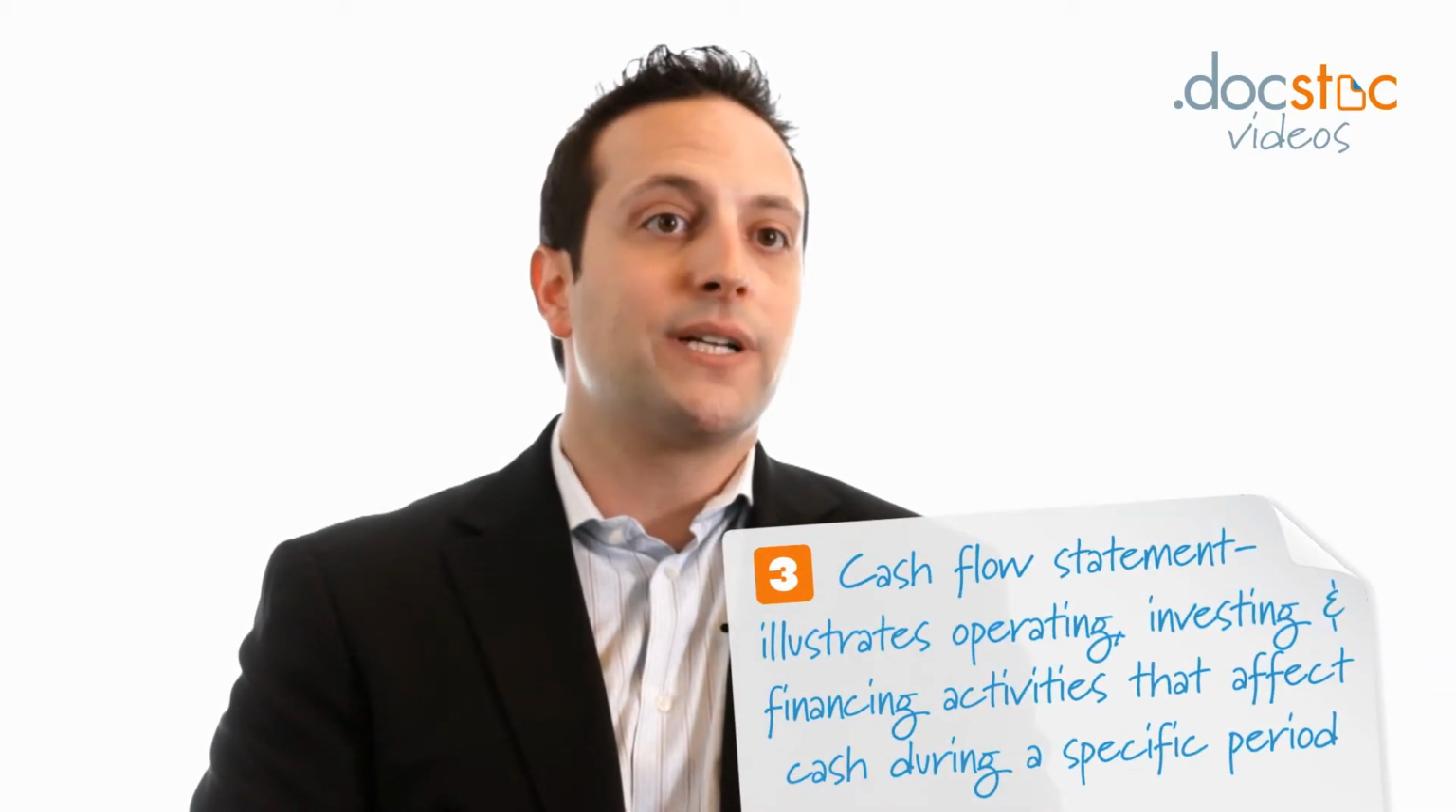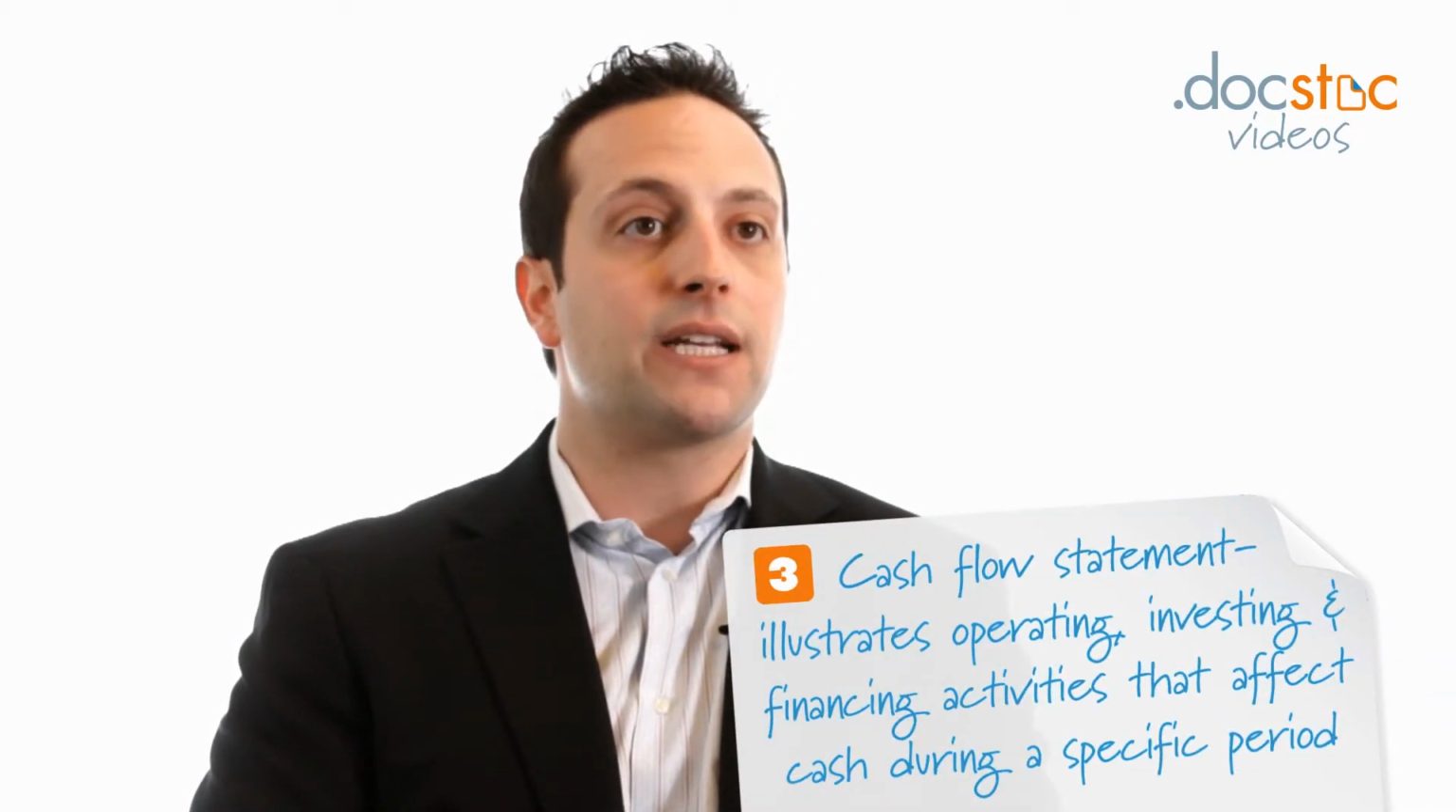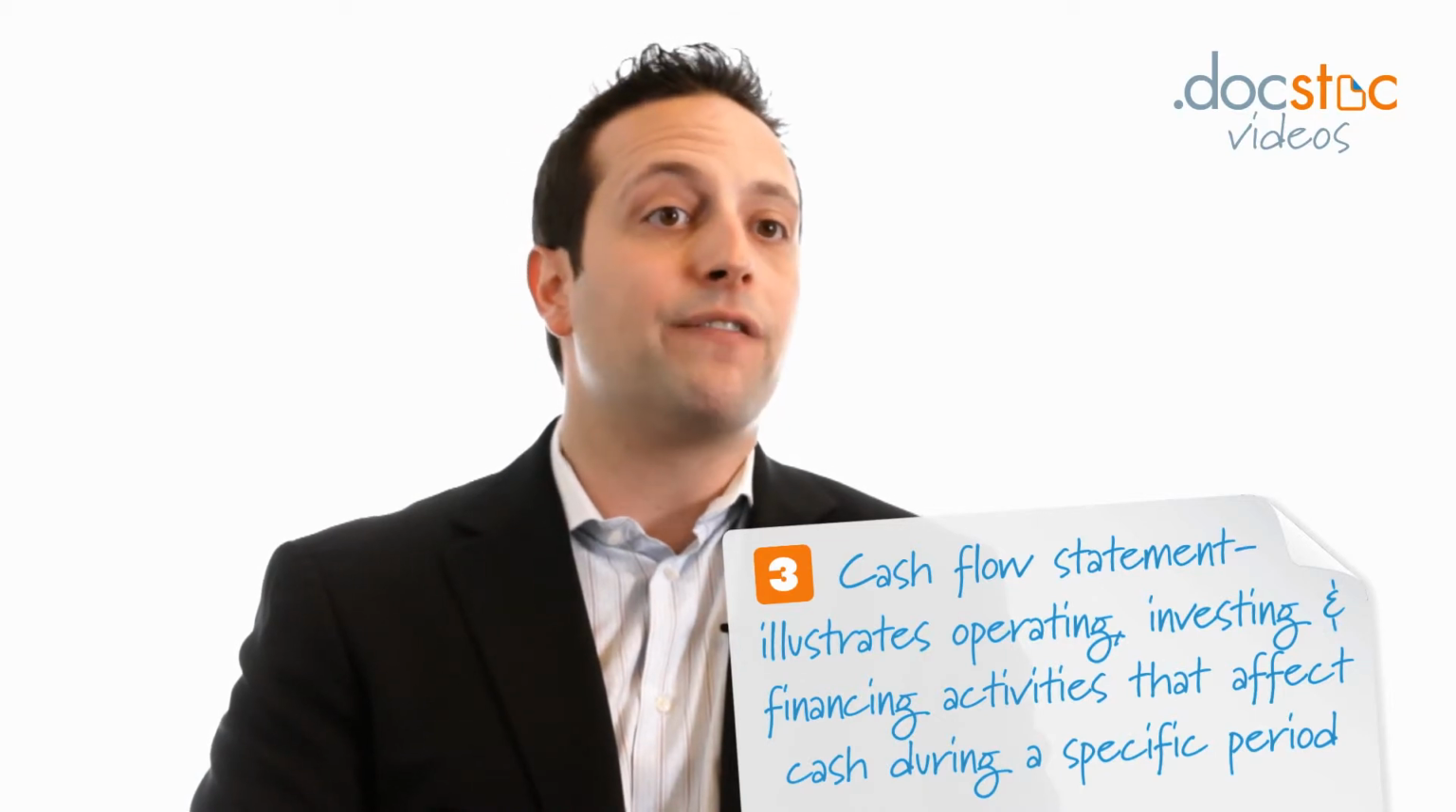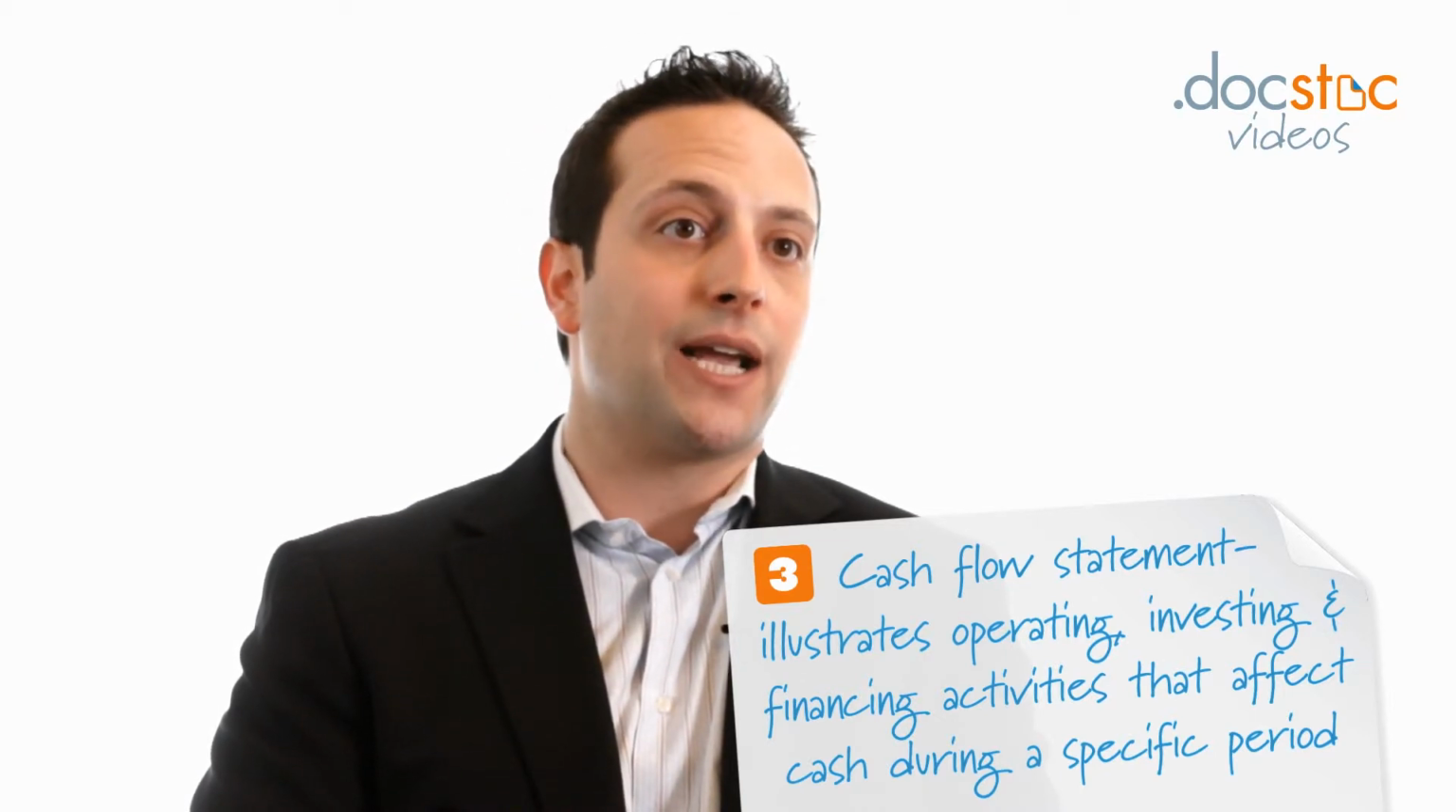The other important piece that we have to understand is how the cash and non-cash items affected these changes on the balance sheet. And understanding how these changes along with the income statement affect the balance sheet will help us tie between the two balance sheet periods. The way we do this is by looking at the statement of cash flows. The statement of cash flows is going to illustrate the operating, investing, and financing activities that will affect cash during a specific accounting period.